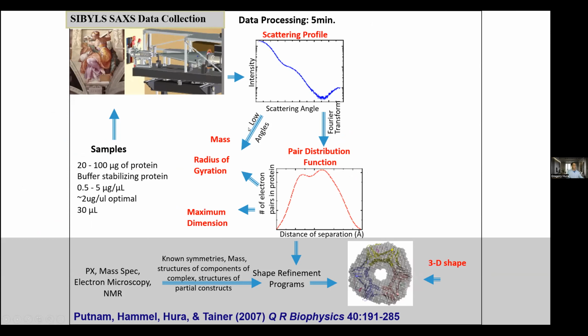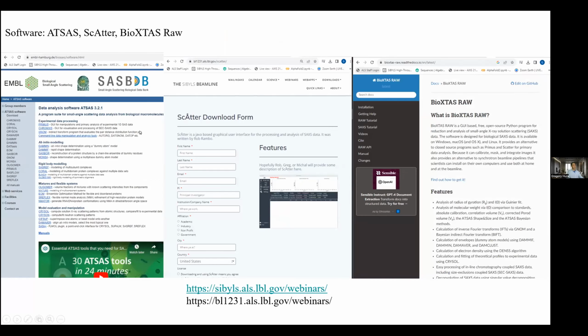All right, so just reiterating that, you've got your scattering profile in seconds. You should be able to extract a mass, radius of gyration, maximum dimension, pair distribution function. And there are also shape refinement programs that will allow you to get a shape. All of this you could probably do in a 5-minute process altogether. And there are multiple programs with which to do that.